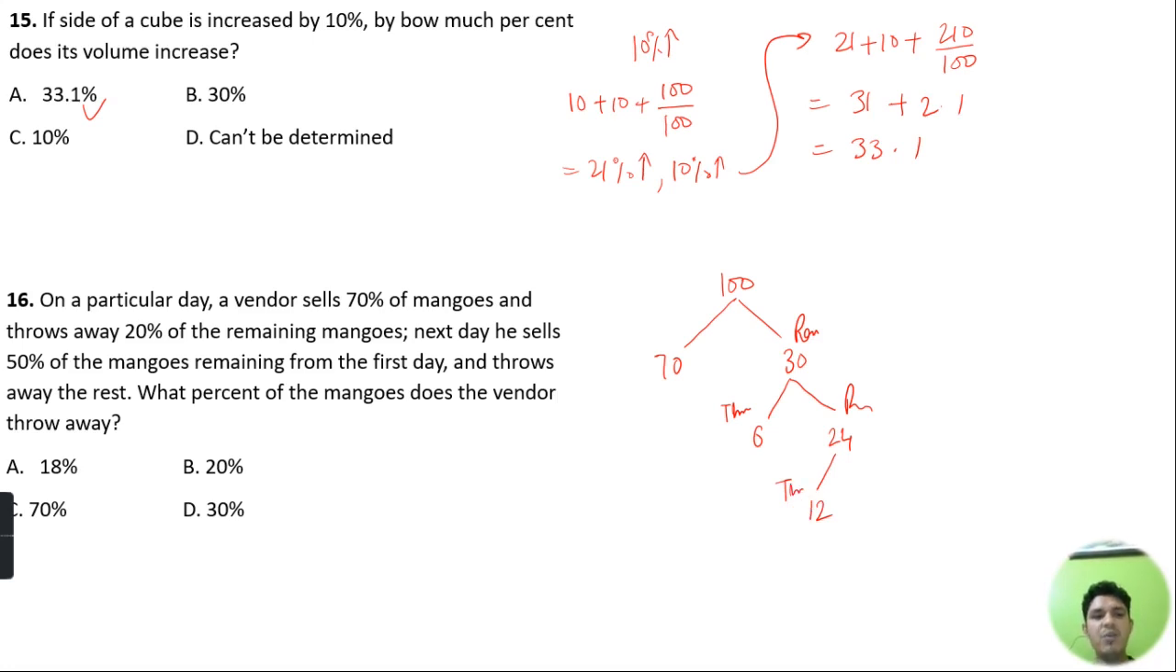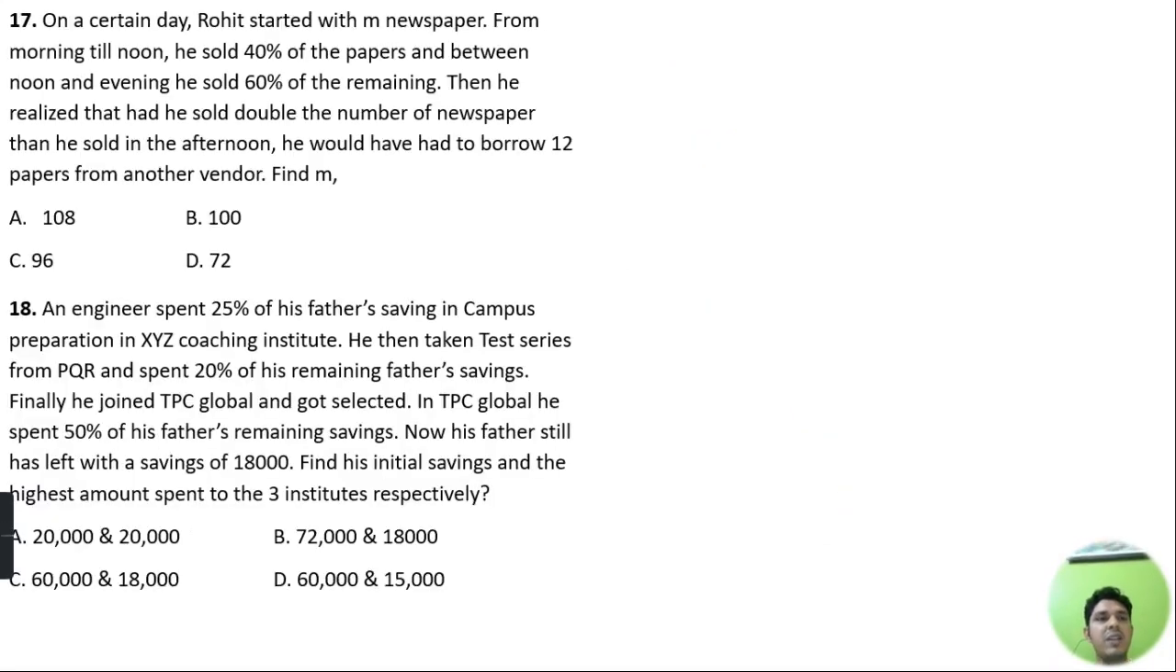So the question is, what percent of the mangoes does the vendor throw away? So students, we can check. First 6% mangoes he throws, and thereafter 12% mangoes he throws. That means what is the total? The total is 18%. That means the answer should be 18% mangoes he had thrown, right? Okay. Next question 17.